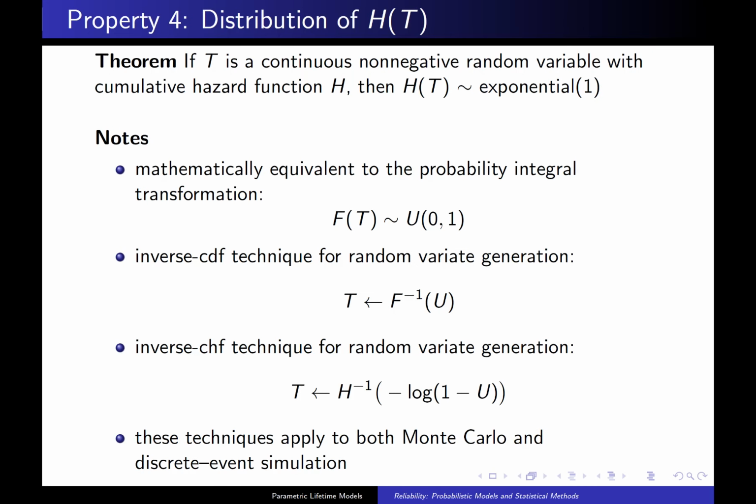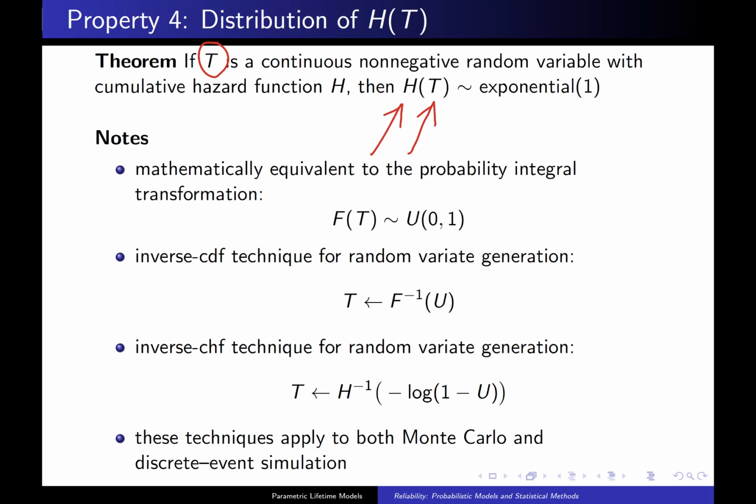Here's property number 4. If T is a continuous non-negative random variable with cumulative hazard function capital H, then capital H of T is exponential 1. Now, one thing that you have not seen before here is you have never seen a capital T put into a cumulative hazard function. We always put a lowercase t in there, so what's the story?